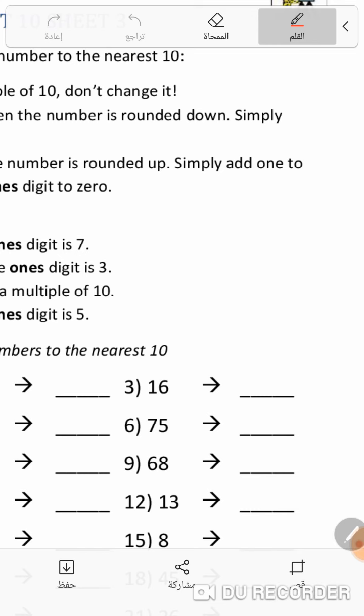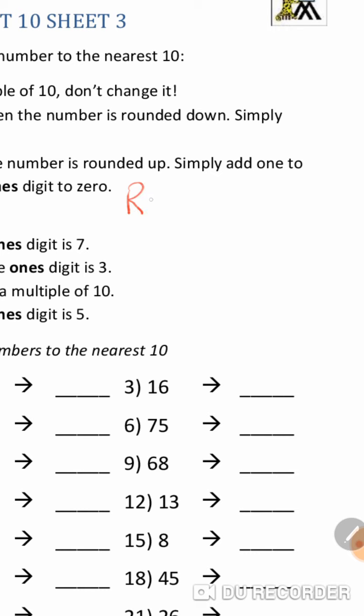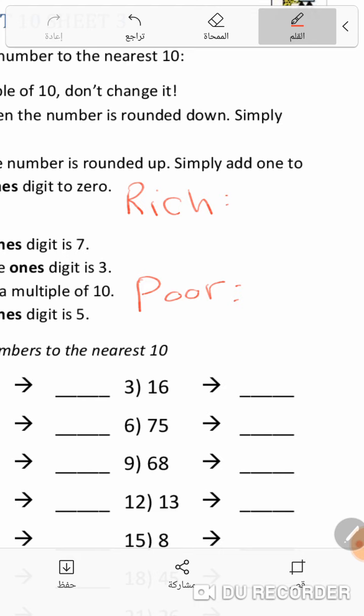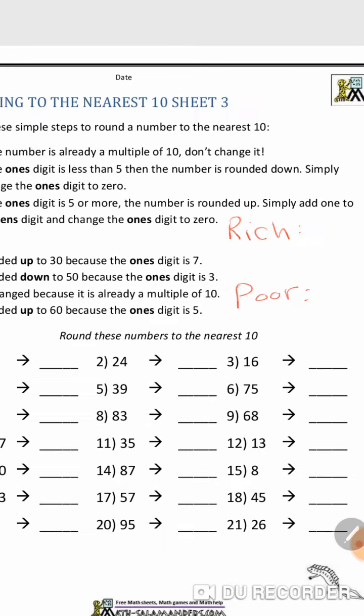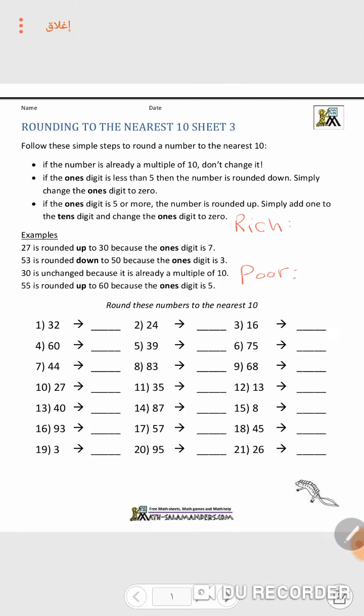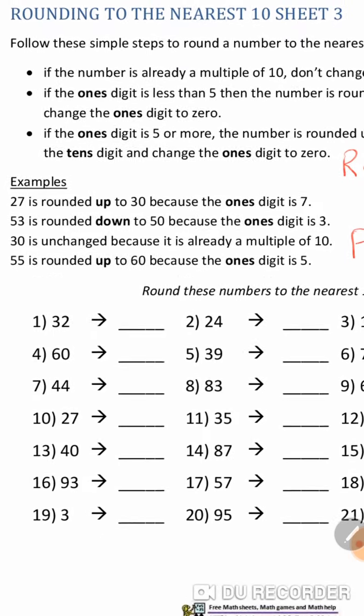First, you must know that we will use rich numbers and poor numbers. We have rich numbers and poor numbers. And we will know now what are the rich numbers and what are the poor numbers.